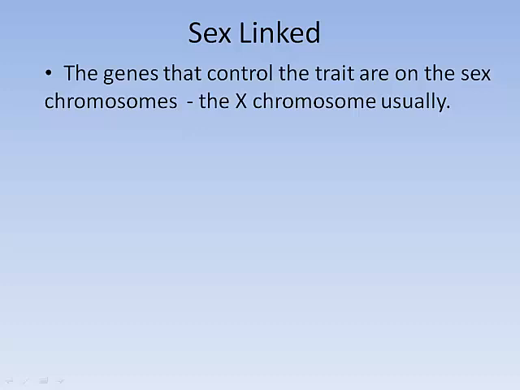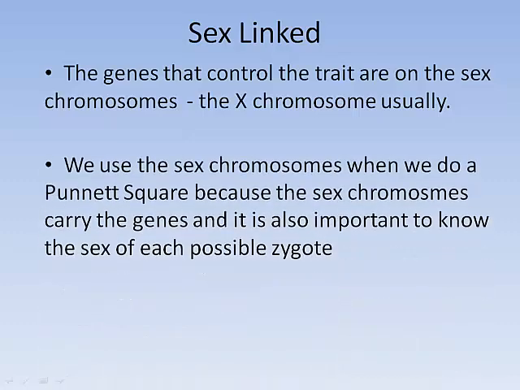Alright, the genes that control the sex-linked trait are almost always on the X chromosome. There are a few that are located on the Y, but those aren't the ones we're going to be talking about. Okay? When we do a Punnett square, we're going to actually write an X and a Y to represent the X and Y chromosomes because the genes that we're interested in are being carried on the X chromosome. So we need to keep track of the X chromosomes, plus we need to know whether the offspring is a male or a female.